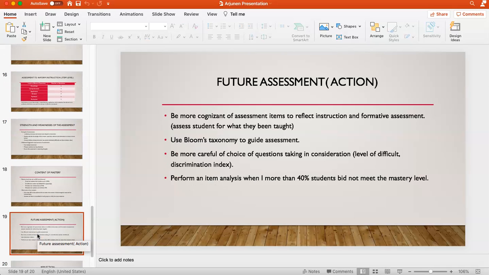Future action. Be more cognizant of assessment items to reflect instruction and formative assessment. Assess students for what they've been taught. Use Bloom's taxonomy to guide assessment. Be more careful of choice of questions and take into consideration the level of difficulty and the discrimination index. Perform an item analysis when students score less than 40% and did not meet the mastery level.